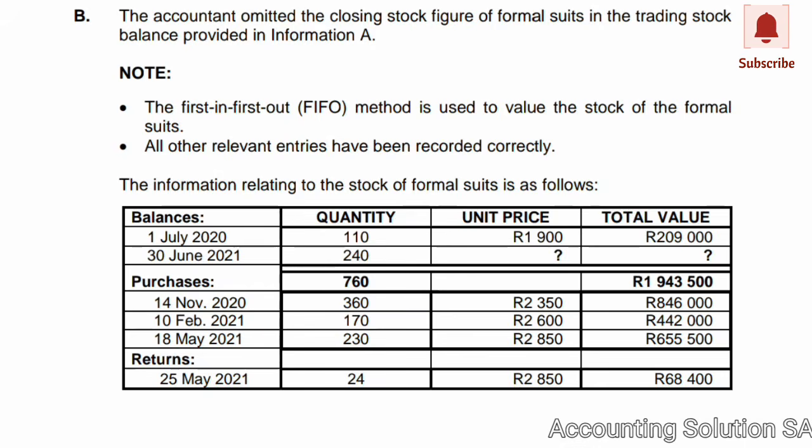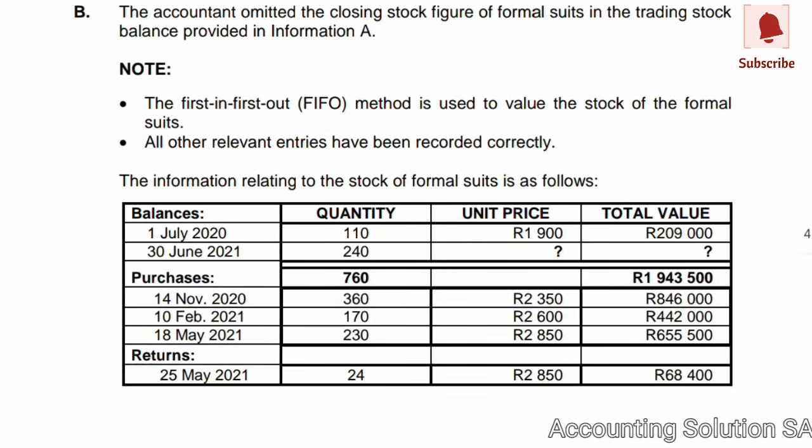Okay. Then when we go back again to the purchase on 18 May, we purchased a quantity of 230, but we found that they also increased the price. They increased the price to 2,850. So the reason we have to know the first in first out method is because the unit price is not the same. The unit price is not the same.